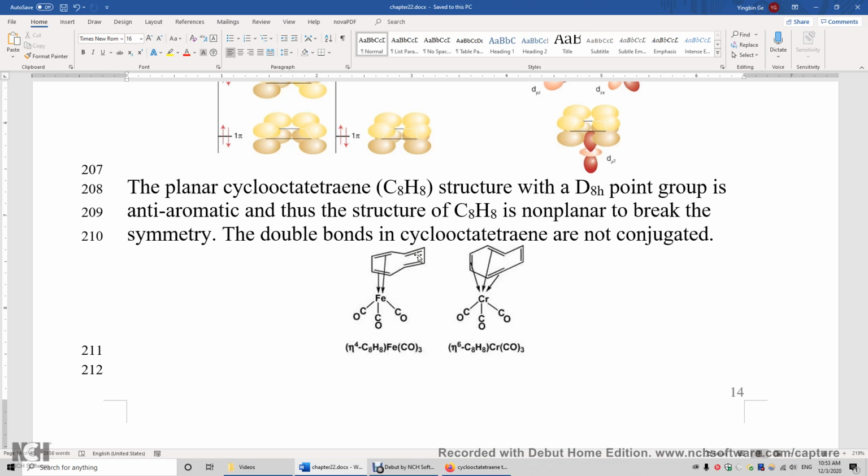If the orientation is right, it may donate all p electrons to the transition metal center. That's eta 8. But also it's pretty common for this cyclooctatetraene to donate only 4 p electrons to the transition metal, and this is eta 4. Over here, this is eta 6. So 6 carbon atoms are the 6 points of attachment in this complex.